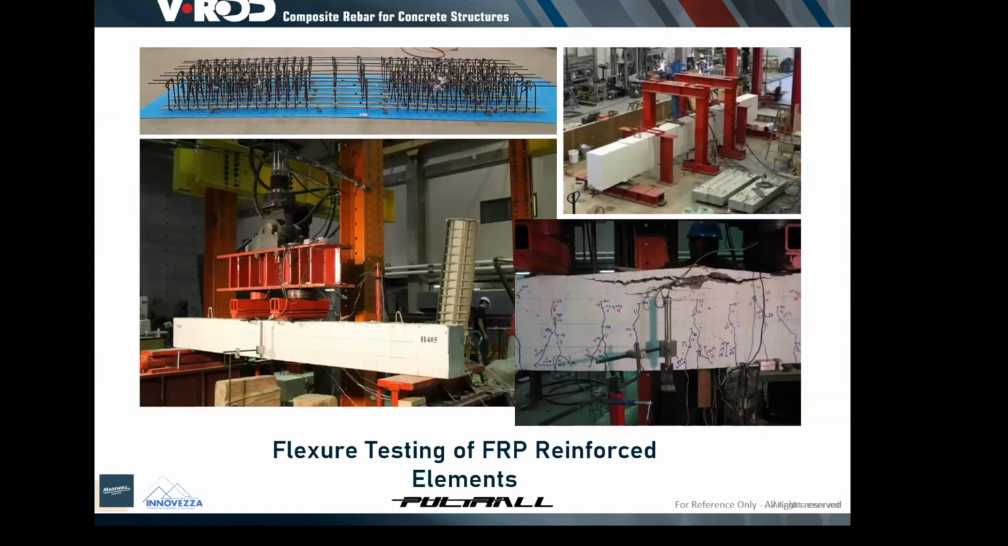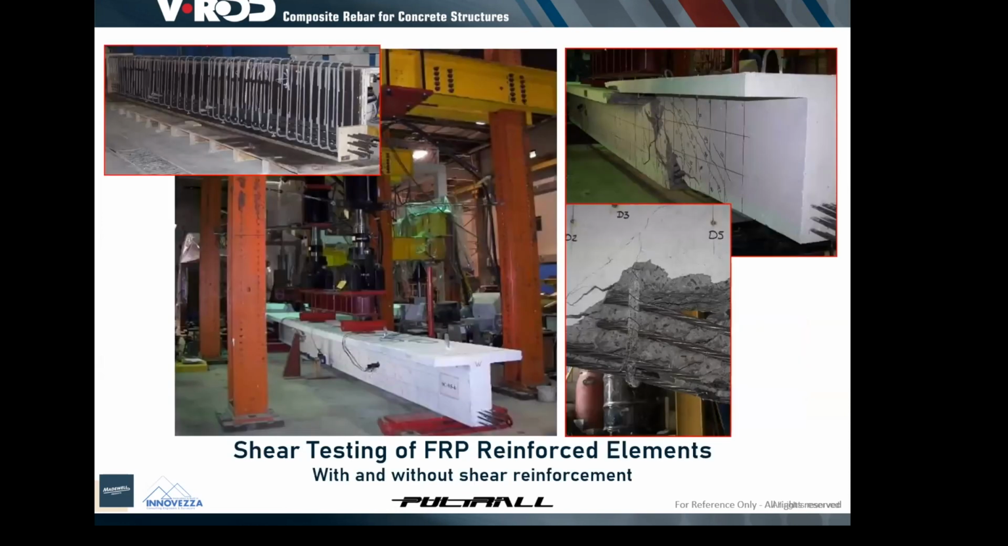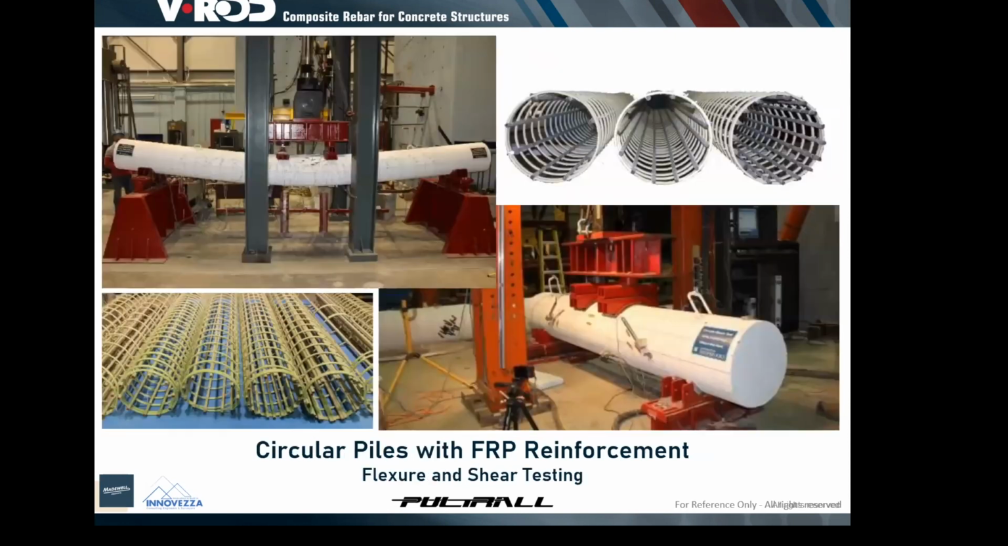Of course, these codes are built based on research that started in the 1990s. We have a long history of research now. I'm showing here some photos of beams under flexure. We have beams under shear. These are pre-stressed beams with shear reinforcement of GFRP and CFRP stirrups.